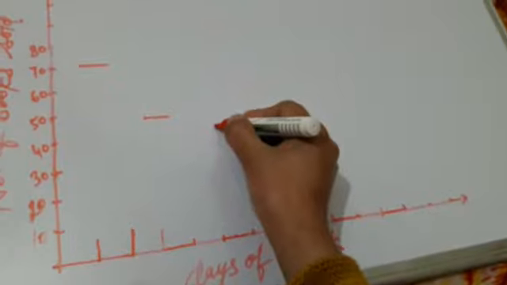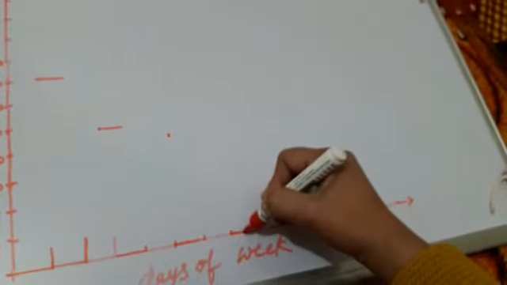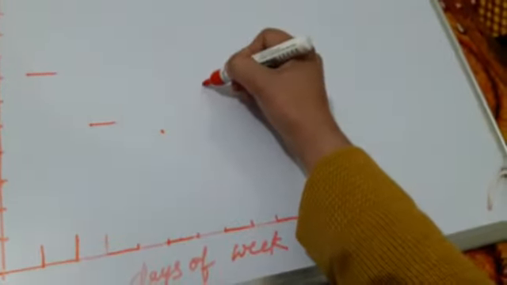Here, Wednesday 60. Thursday 30. Friday 80.